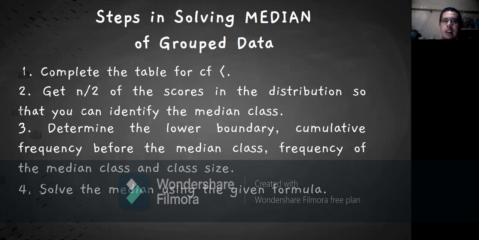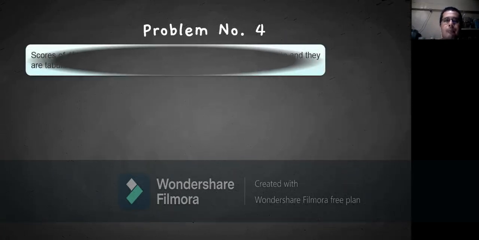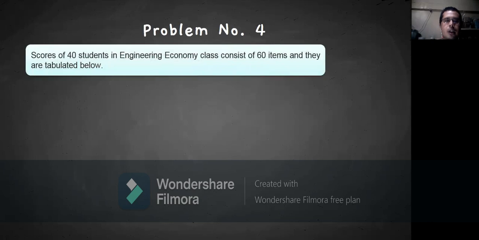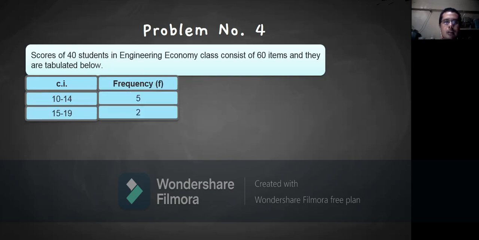Okay, let's have another example, for problem number 4. The scores of 40 students in an engineering economy class consist of 60 items, and they are tabulated below. The class interval, or CI, are the scores of the 40 students in engineering economy. There's also a frequency. Okay, so here is the table.